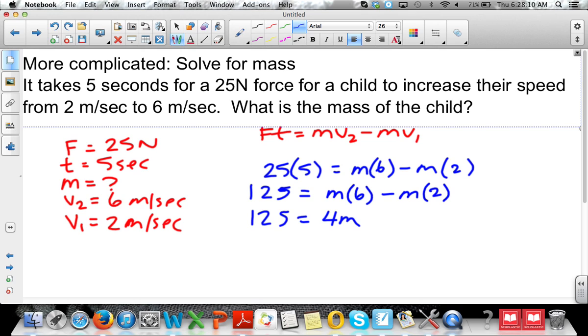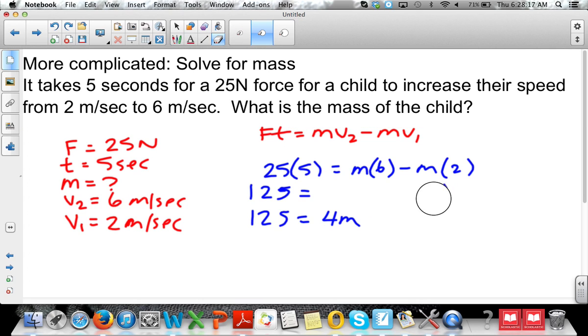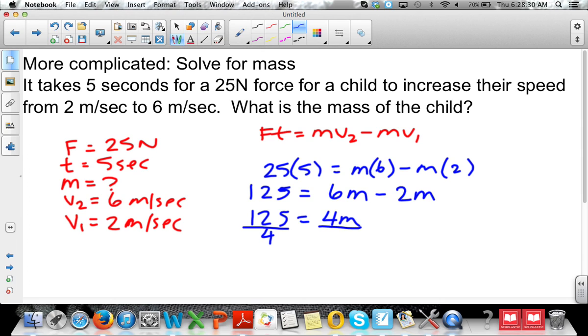Okay? So 6m minus 2m. I did switch the order there, but that's okay. I can rewrite that. Okay, so 6m minus 2m gives me 4m. And then to calculate m at this point, I will divide just like we've done before. So that one is 31.25 kilograms.